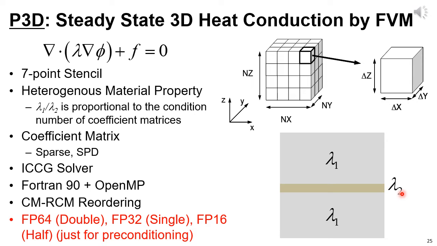Ratio of lambda 1 over lambda 2 is proportional to the condition number of the derived coefficient matrix. The derived coefficient matrix is sparse and symmetric positive definite, SPD. Linear equations are solved by ICCG, conjugate gradient iterative solver with incomplete Cholesky preconditioning. The code is written in Fortran 90 and OpenMP, and CMRCM reordering is applied for thread parallelization. P3D supports FP64, double precision, FP32, single precision, and FP16, half precision, while FP16 can only be applied to preconditioning.